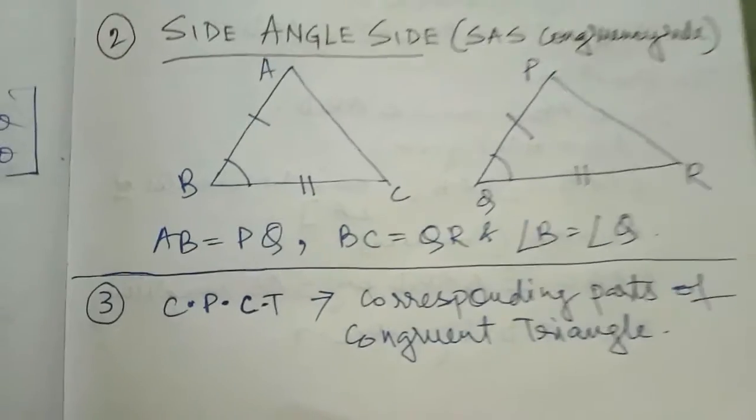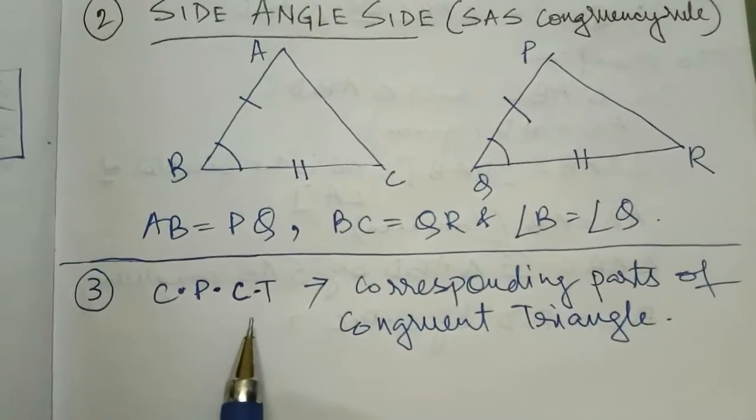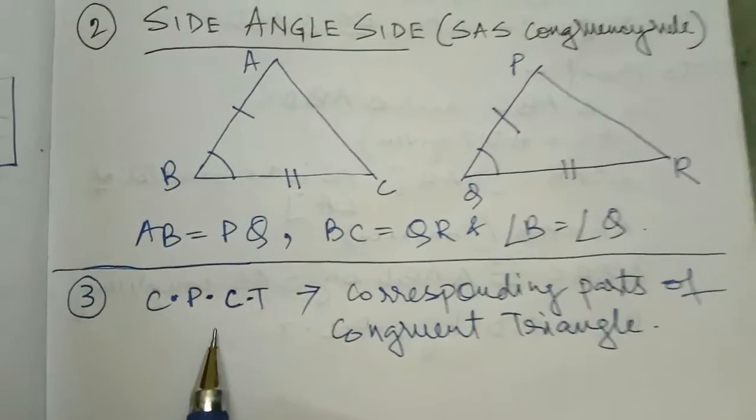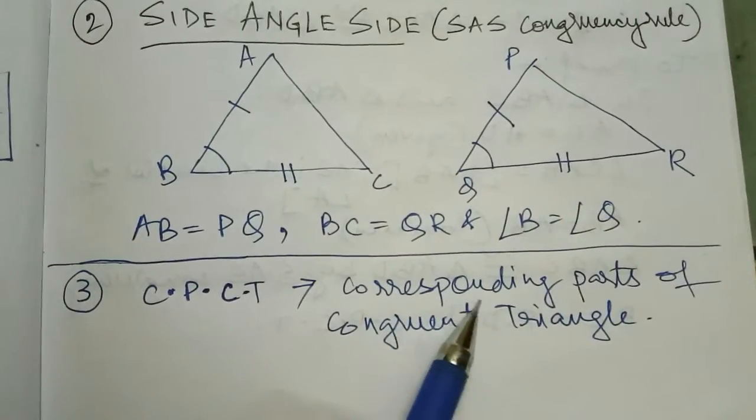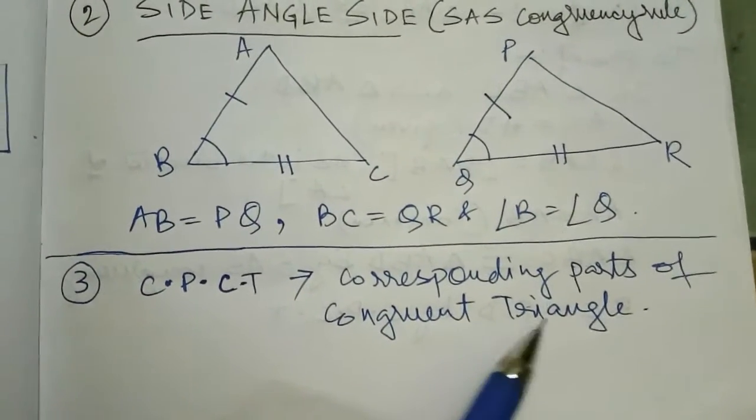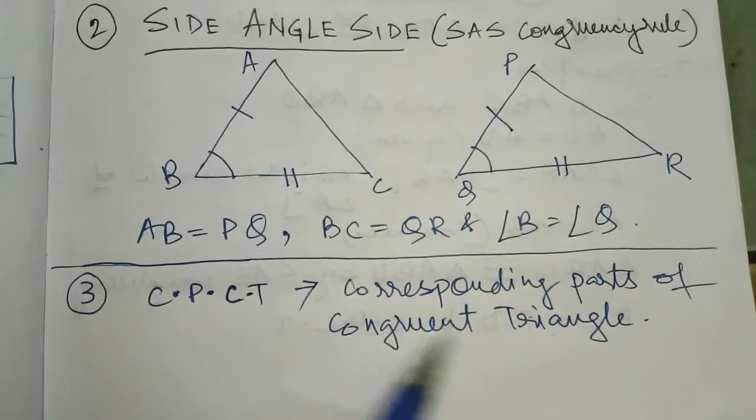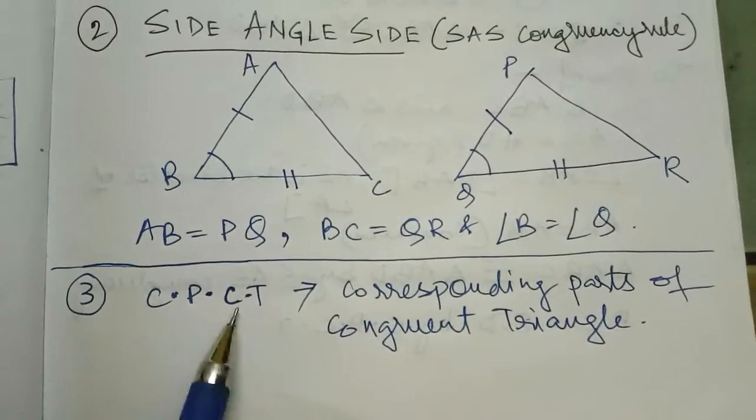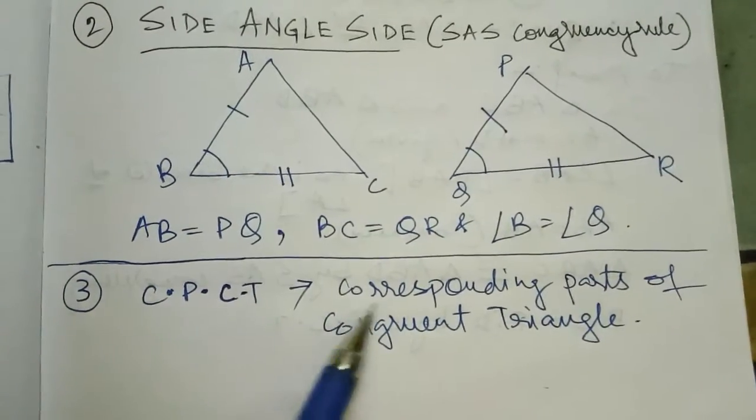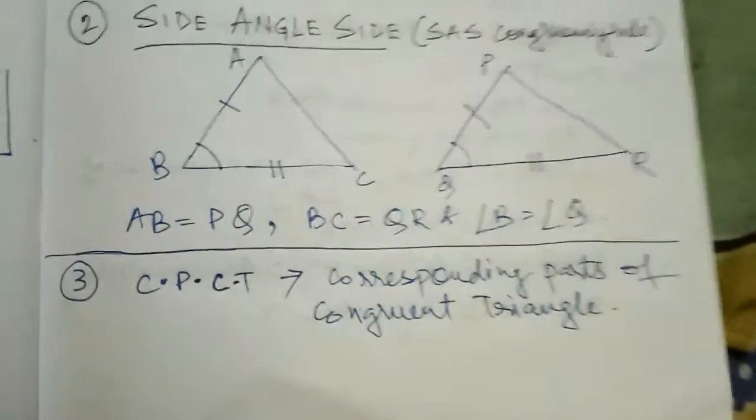Now one more thing I have written over here, CPCTC actually, but I have written CPCT. What is it? Corresponding parts of congruent triangles are equal. C for corresponding, P for parts, C for congruent, T for triangles. Corresponding parts of congruent triangles are equal.